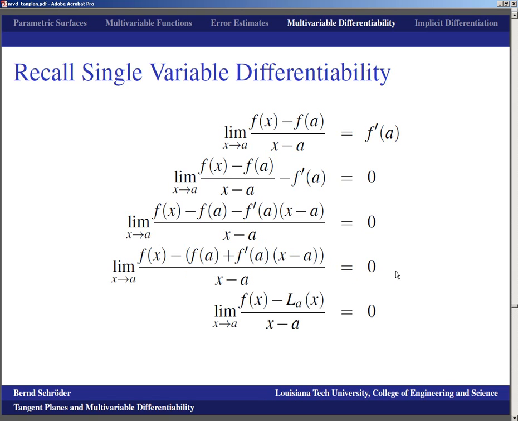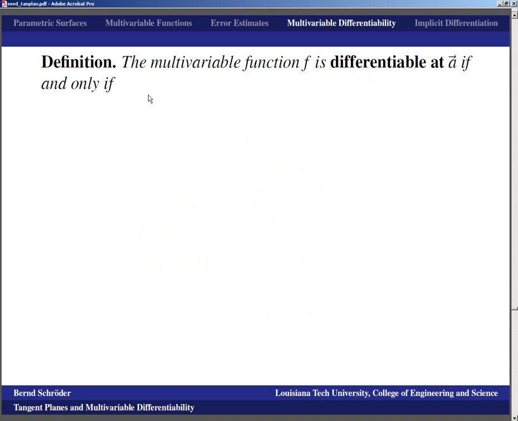And so basically what that means is that single variable differentiability actually just says that the limit of f of x minus its linear approximation must be 0, and the difference must go to 0 faster than x minus a. And now this is something that we can translate to multivariable functions, because for multivariable functions we have the function, we have the linear approximation, and the x minus a is something that we could replace with a norm.